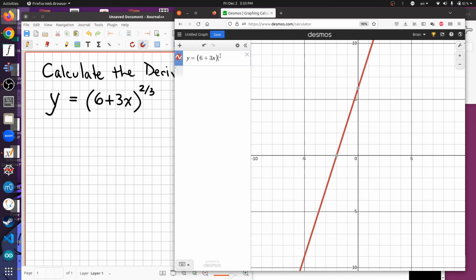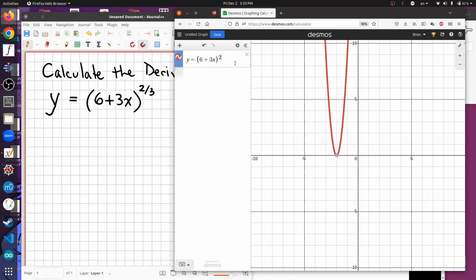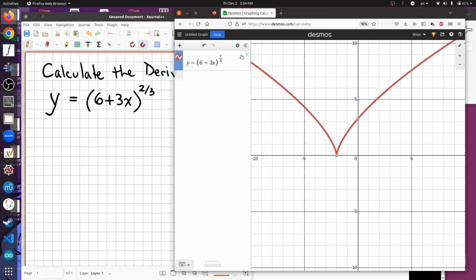And now we're doing a second thing to that. We're raising it to the 2/3 power. So raising it to the second power means that we're squaring it, and then the 1/3 power means we're taking the cube root of that. So we can see this function's positive everywhere, and there's a cusp at -2.